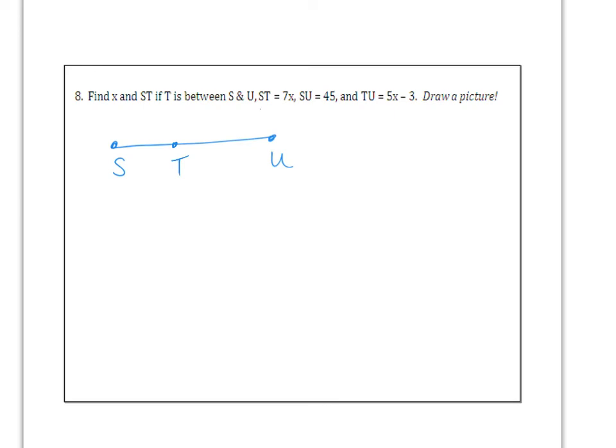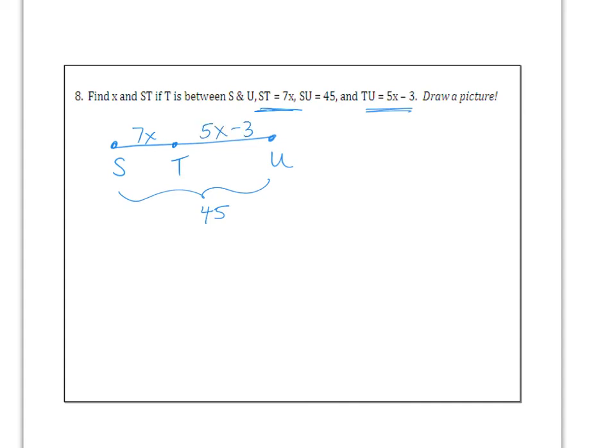The next part says S to t is 7x. So that's over here, 7x. S to u is 45. Well, that's that whole big thing all the way across, so I'm going to write it like that. And then t to u is 5x minus 3. So that would be right here, 5x minus 3.